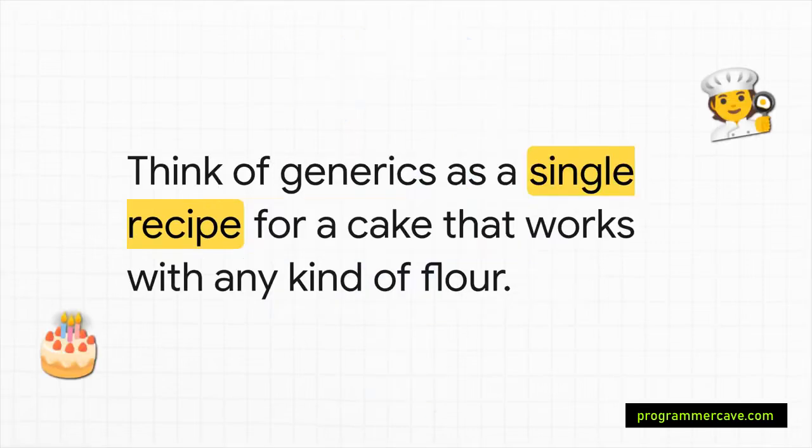The easiest way to think about this is with a little analogy. Imagine you have a master recipe for a cake. Instead of needing a separate recipe for a cake made with all-purpose flour, another for whole wheat, and a third for almond flour, you just have one. This one master recipe simply says add 1 cup of flour, and you get to decide which kind to swap in. That, right there, is the beautiful simplicity behind generics.